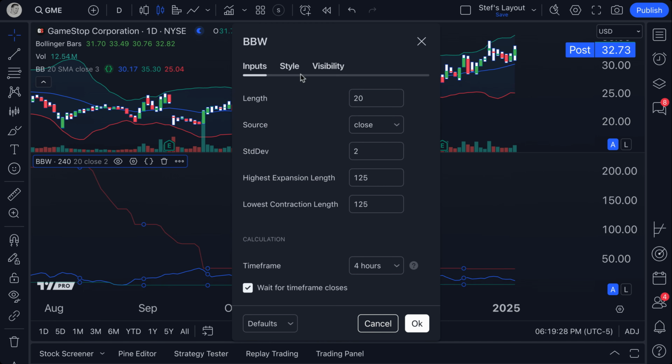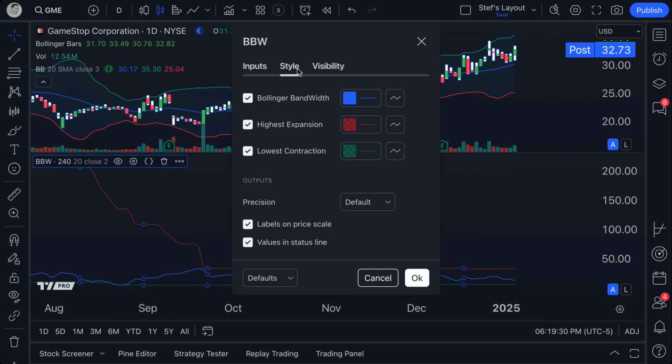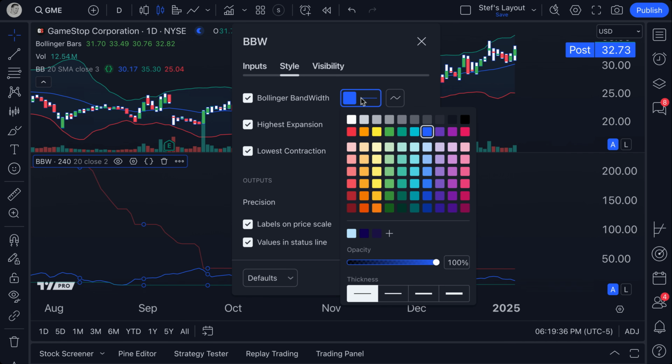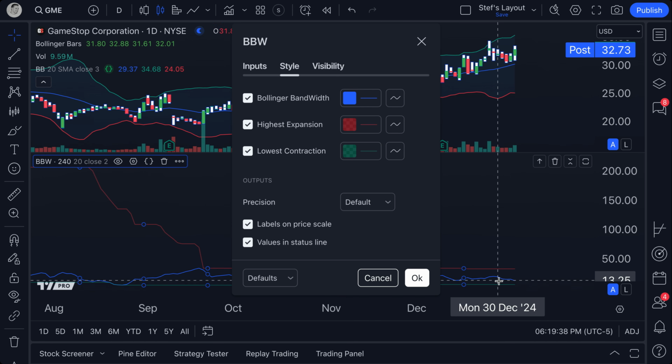Go to the settings menu and just remind you that you can also change the look and feel and style of this chart as needed. So Bollinger Bandwidth, we've got the blue line here measuring this bandwidth. We've got the highest expansion here in red, the lowest contraction here in green, and we've got that customization to our needs.